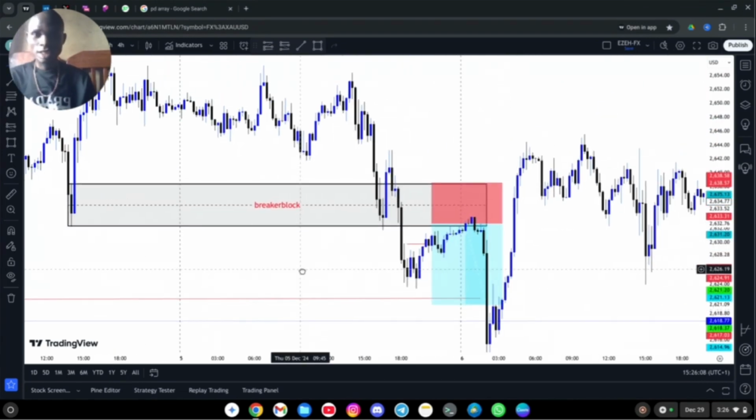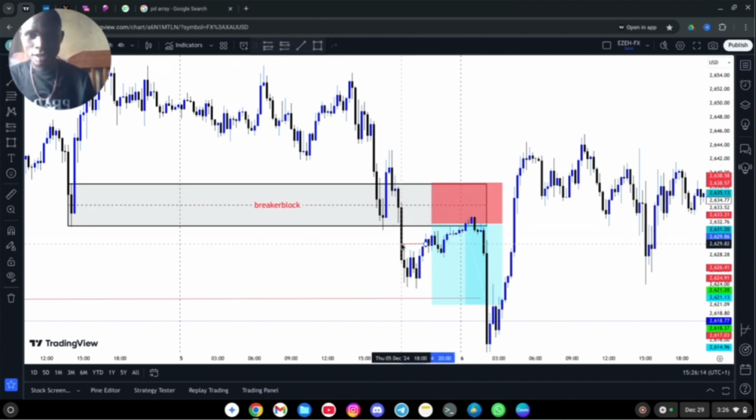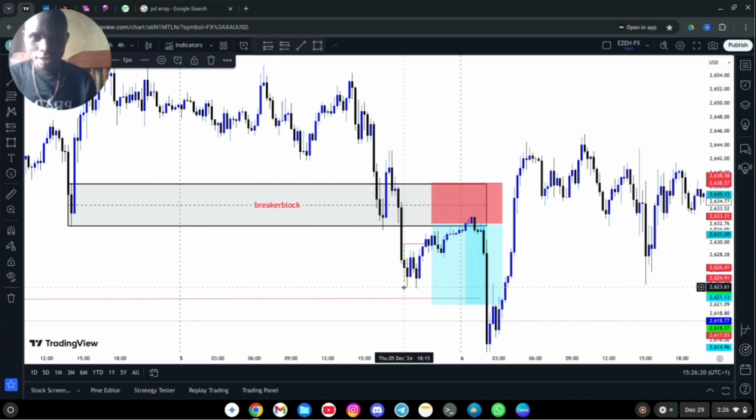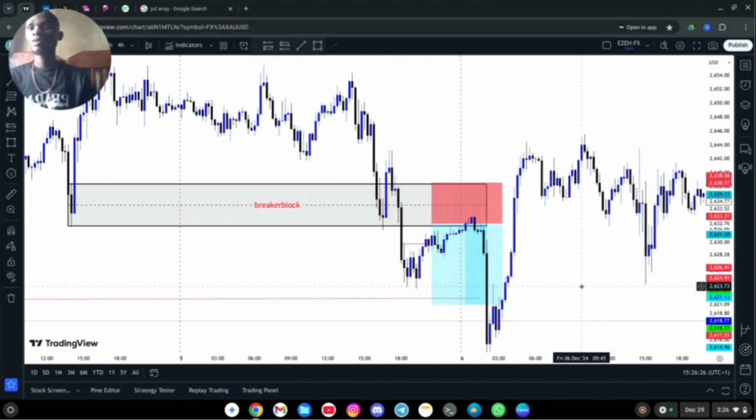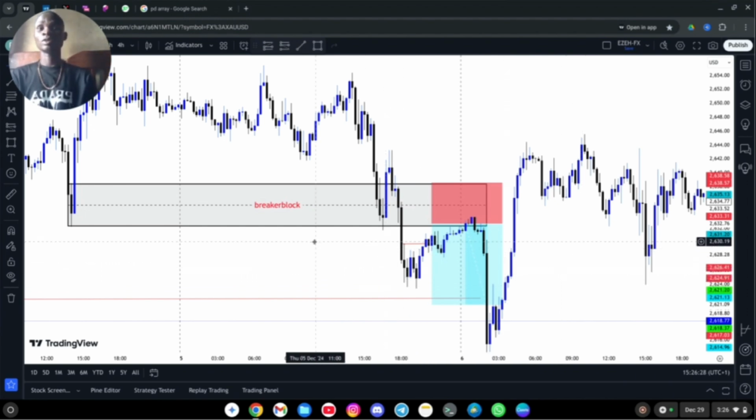Nah, this is it. Did the breaker have inducement? Yeah, it has. This is an inducement. Did the breaker sweep liquidity? Yeah, it swept this high. That's what made it break. Immediately it tapped here, it sold. This is how to know if your breaker is going to be valid.